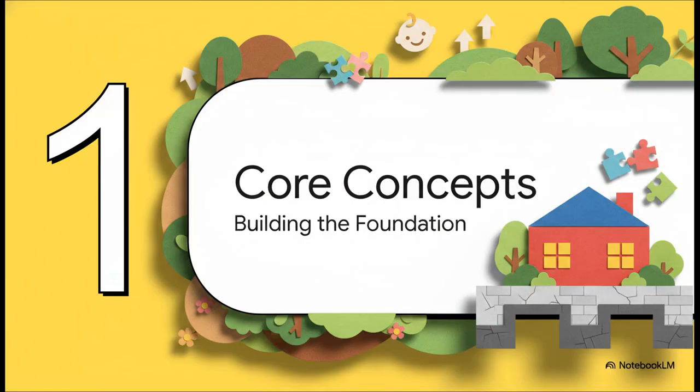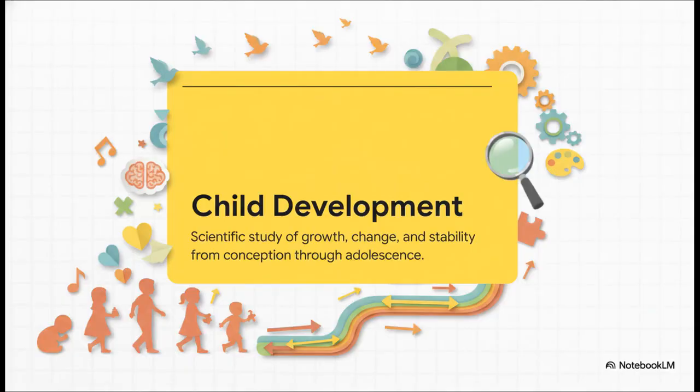So Part 1, Core Concepts of Development, Building the Foundation. Okay, let's start with a baseline definition. Child development is the scientific study of the patterns of growth, change, and stability that occur from conception all the way through adolescence. Now, the absolutely crucial point here is that this isn't just about a kid getting taller or putting on weight. No, it's a qualitative process. It maps progressive, really complex changes over time as a human being transforms from an infant into an adult.